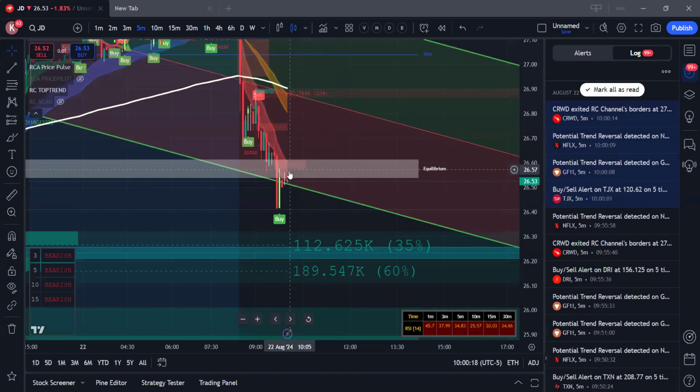Let us wait for a sell signal. Whenever we receive a sell signal, we can buy the JD puts or sell the JD calls. Then it will come all the way down here and then again start moving up. At that point, you can take profits on the puts and take the calls.